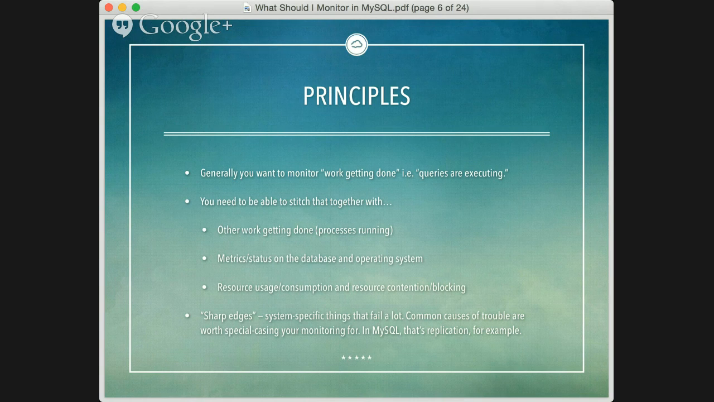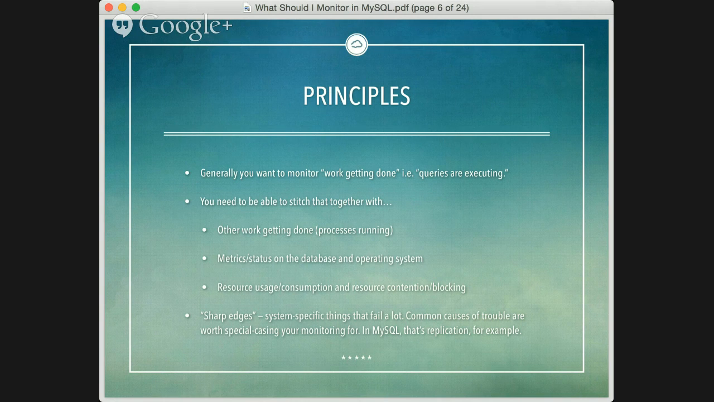There may be an impending problem, like the disk might be starting to get full and it's going to fill up soon, but those capacity resources kind of fall into a different set of things that you might look at. And so my principles in general are that I want to monitor whether the work is getting done, and then I combine that together with other things that are happening on the system, like other processes that are running, because it's rare that you have a database server where only the database process is running. And metrics and status that you can get out of the system.